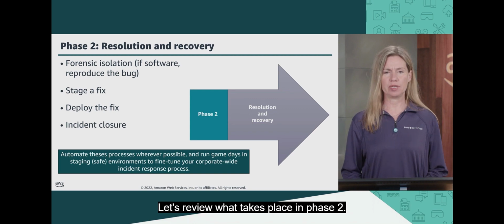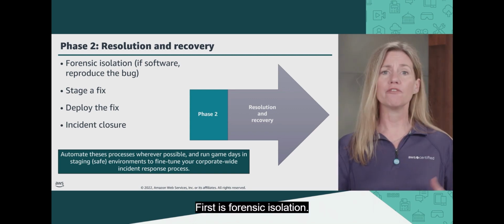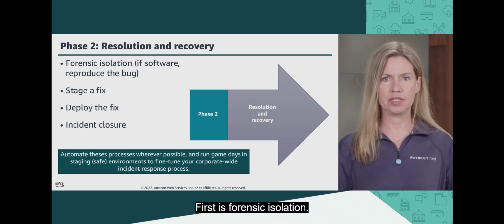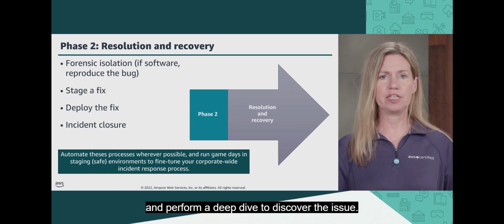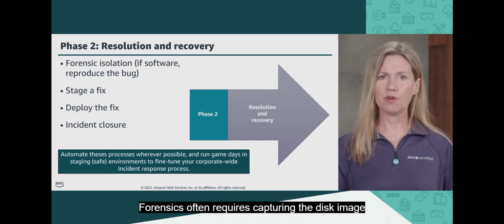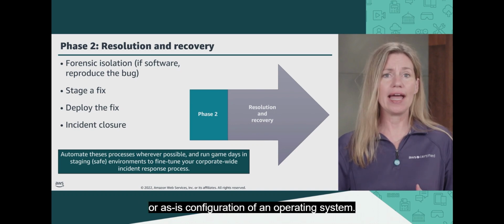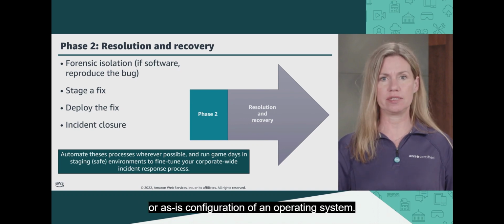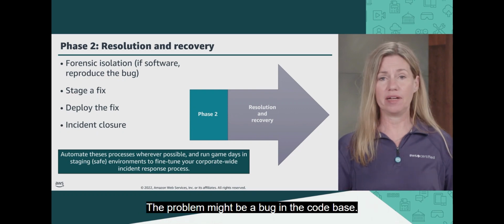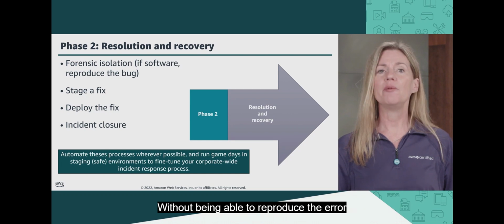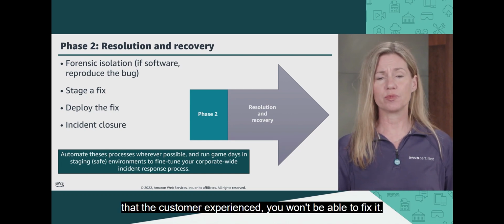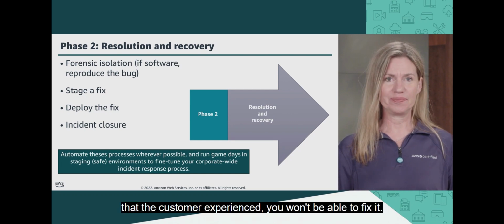Let's review what takes place in phase 2. First is forensic isolation. This is when you isolate the incident and perform a deep dive to discover the issue. Forensics often requires capturing the disk image or as-is configuration of an operating system. The problem might be a bug in the code base. If so, you need to reproduce the error.